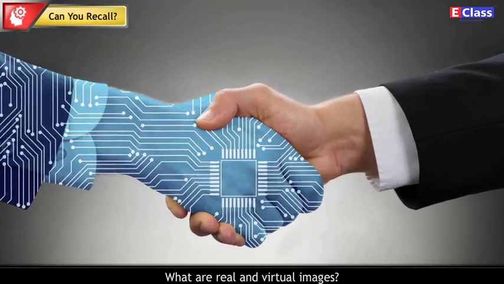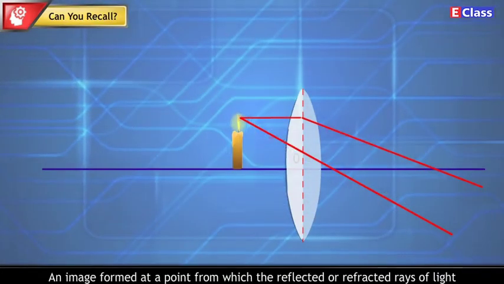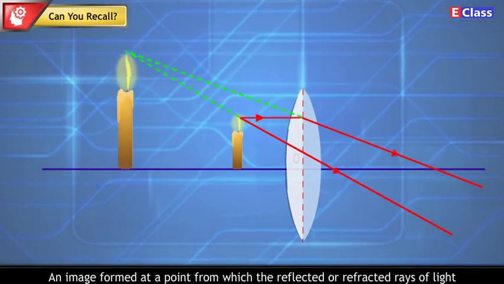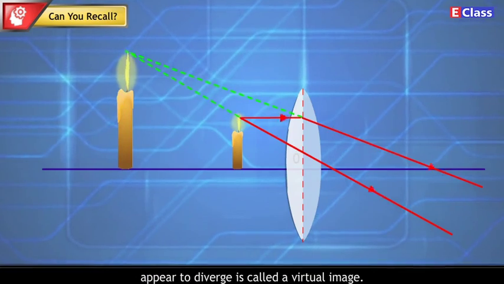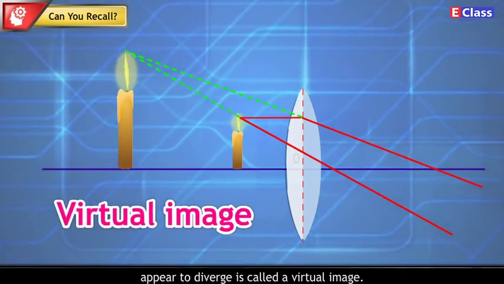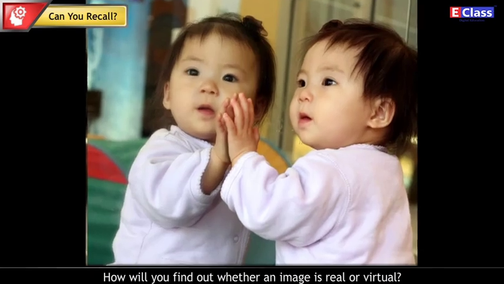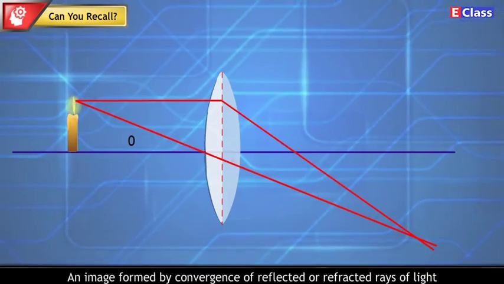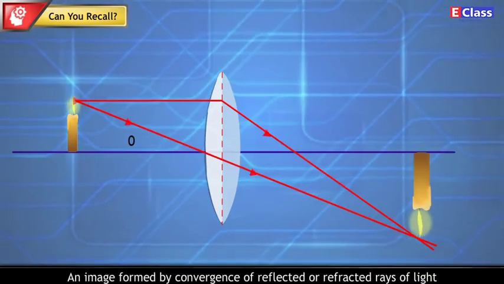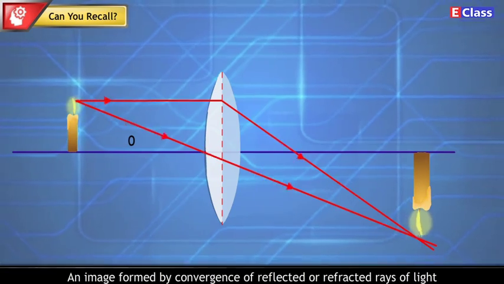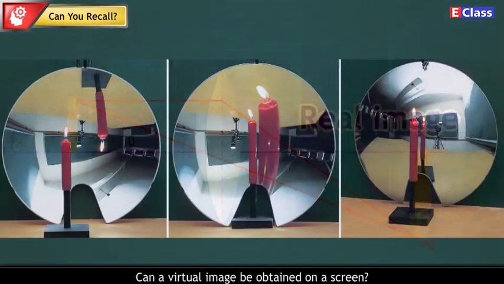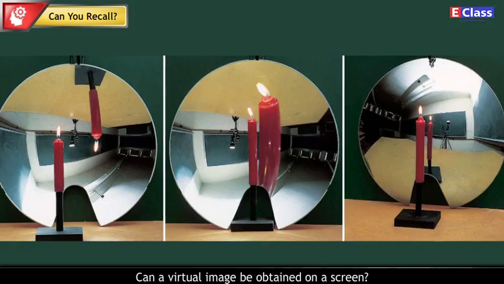Can you recall? What are real and virtual images? Answer: Virtual image. An image formed at a point from which the reflected or refracted rays of light appear to diverge is called a virtual image. How will you find out whether an image is real or virtual? Real image. An image formed by convergence of reflected or refracted rays of light at a point is called a real image. Can a virtual image be obtained on a screen?